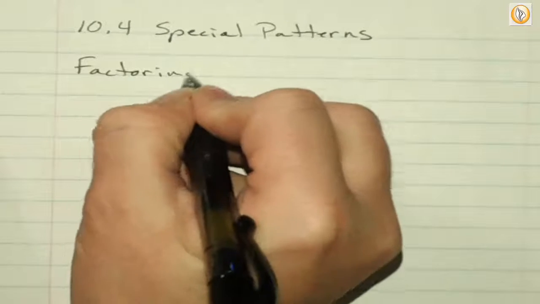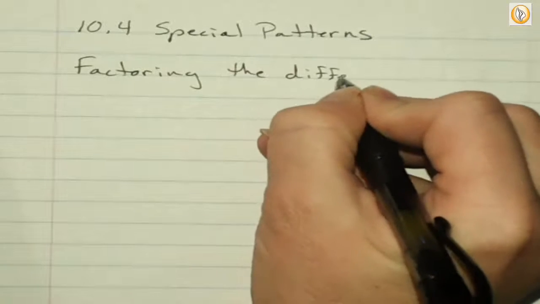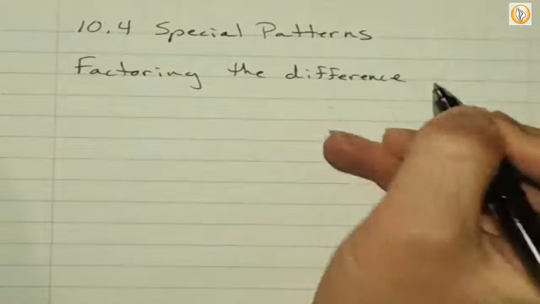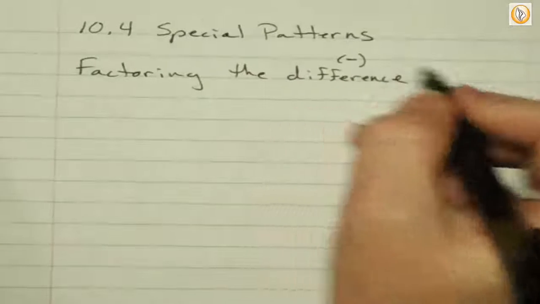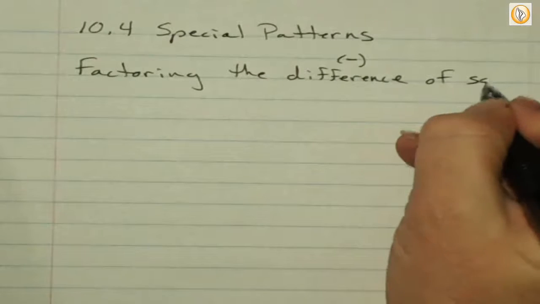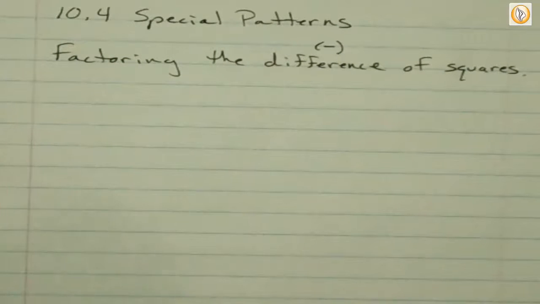Factoring the difference of squares. What does difference mean? Subtraction. Okay. Of squares. Factoring the difference of squares.